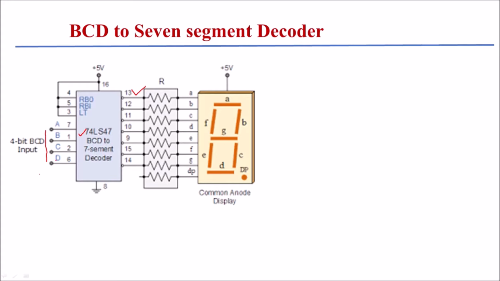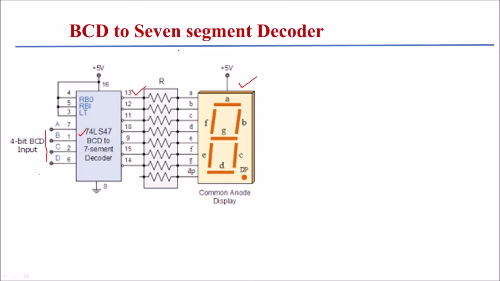If you want to display digit 1, then write here 0001, BCD 1 input. It will convert it into 7 segment code, and that will be given to this display. Here the common anode display is shown. In a similar way, you can apply digits 0 to 9 as input. The IC will convert it into its particular 7 segment code, and that digit will be displayed on this display.